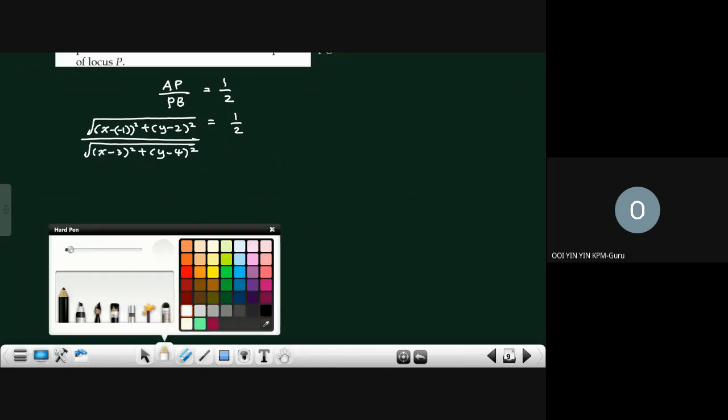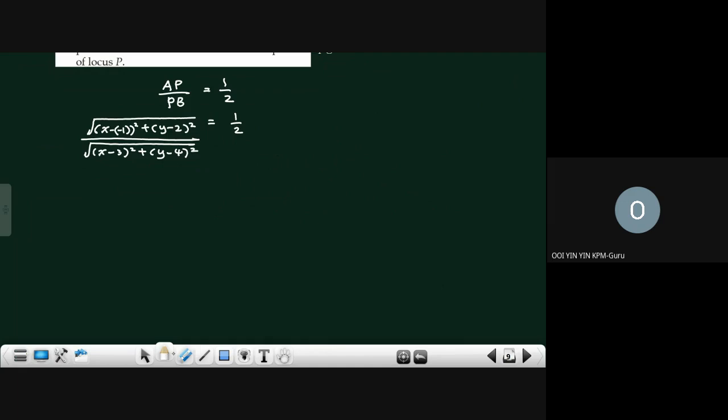Then what's next? Next, we do the cross multiplication. Can you see it's balanced, right? Okay, I put it down a little bit, so now you can see clearly which is top and which is bottom. We do the cross multiplication like this. Your 2 moves to here, so you become 2 square root of your (x plus 1) squared, plus your (y minus 2) squared. Then here equals to, because it's 1, right? Okay, 1 we need to write. Directly square root of (x minus 3) squared plus (y minus 4) squared.